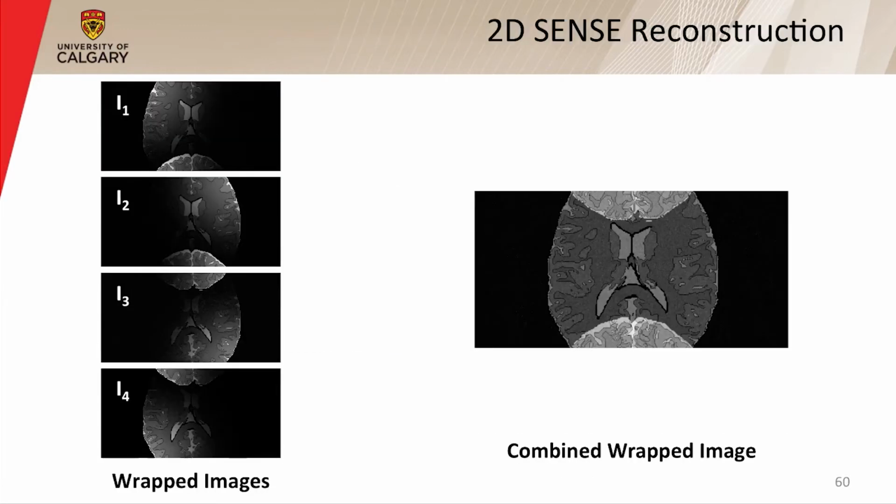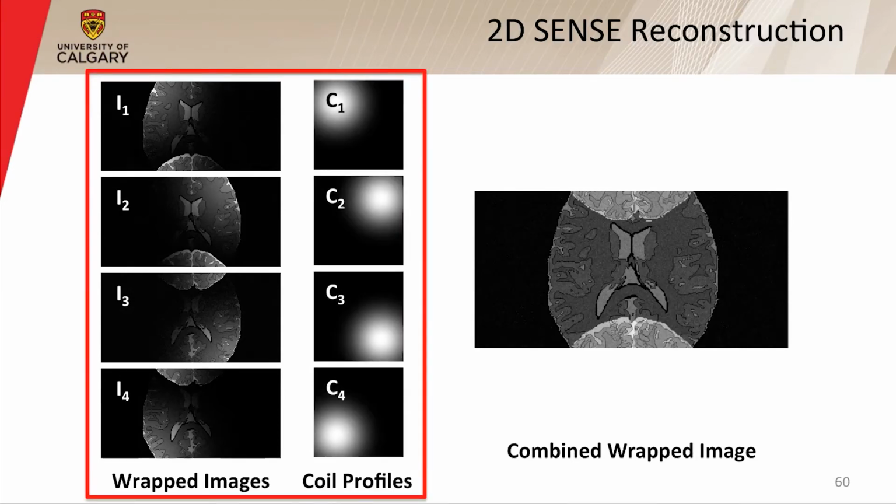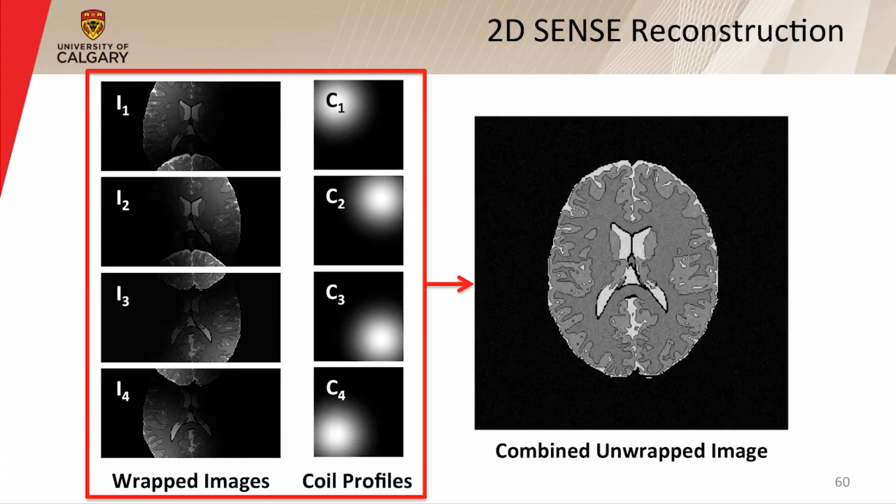And so basically how SENSE works is it takes these 4 images from the 4 coils, and it takes the coil sensitivity information and basically applies a basic matrix unwrapping to unwrap the full image. And so that's how SENSE works. Okay?